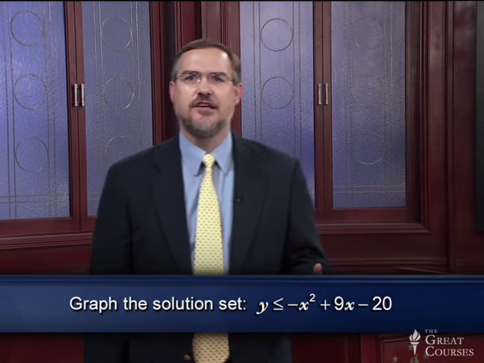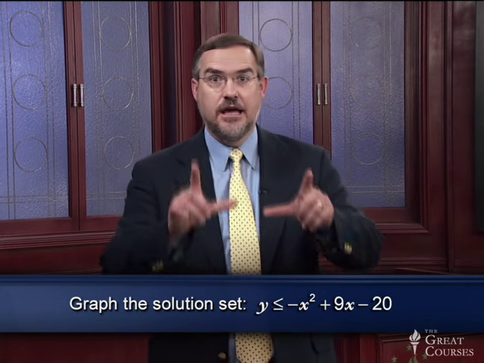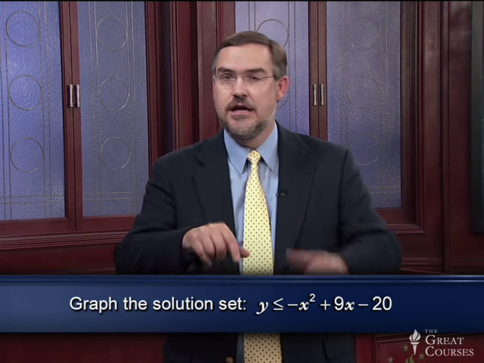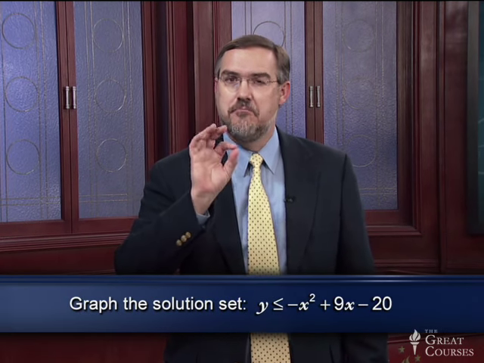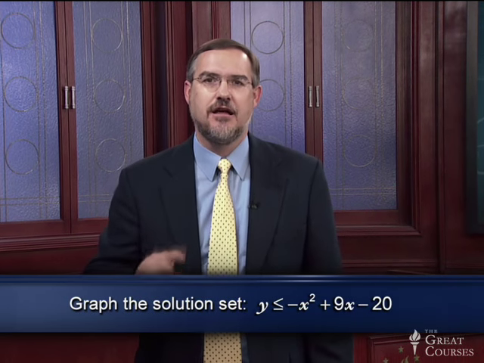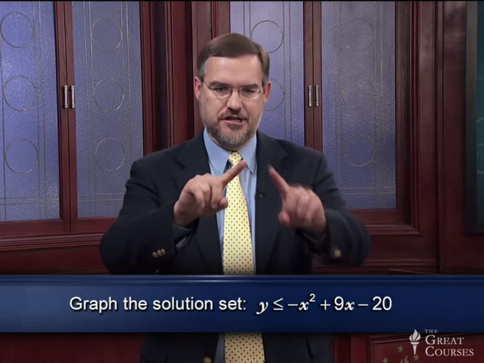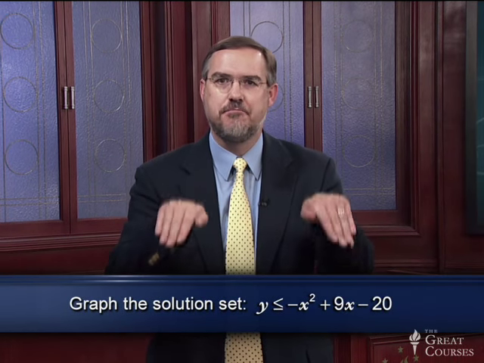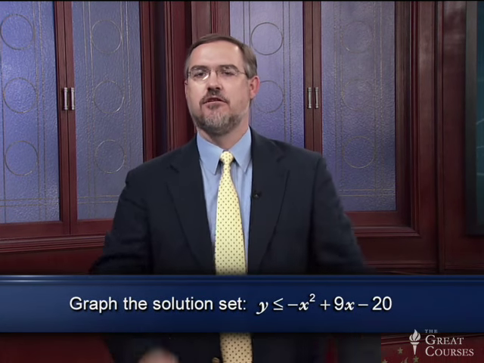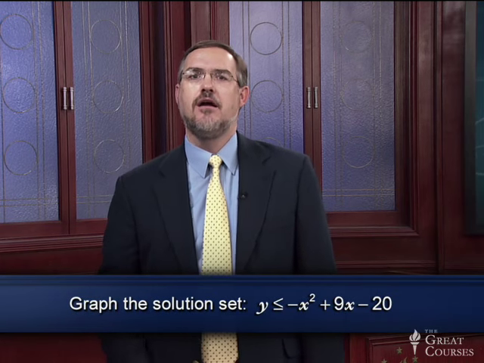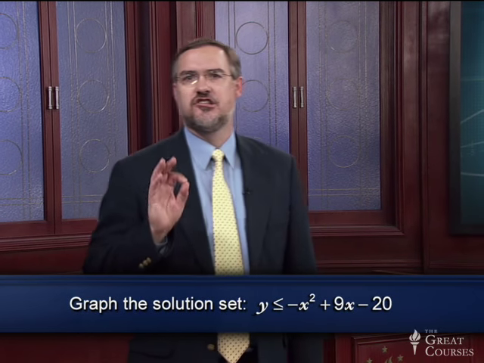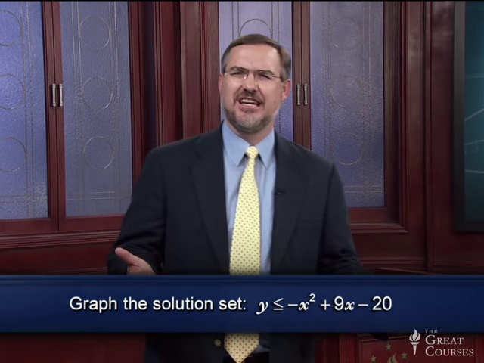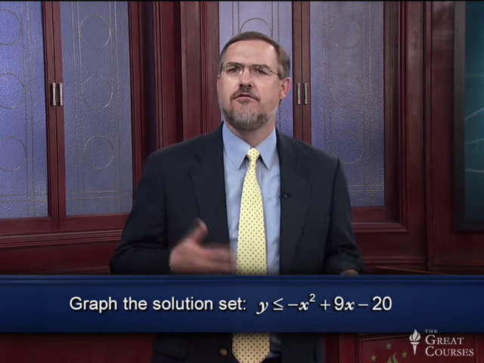The second comment is that the parabola in this example is now an upside down U. Did you notice that little minus sign in front of the x squared? That minus sign tells me that this parabola is going to be pointing down, that the ends of it will be pointing down. So I need to now sketch that parabola because it acts like the boundary for the solution set.